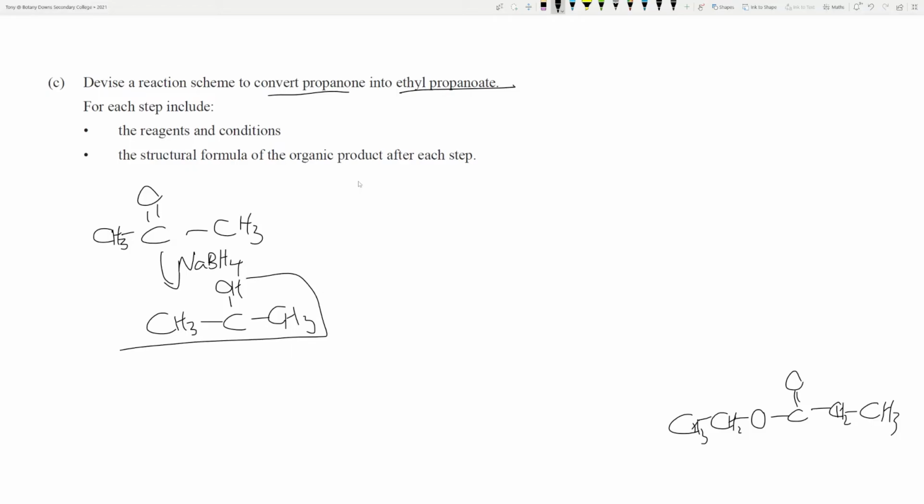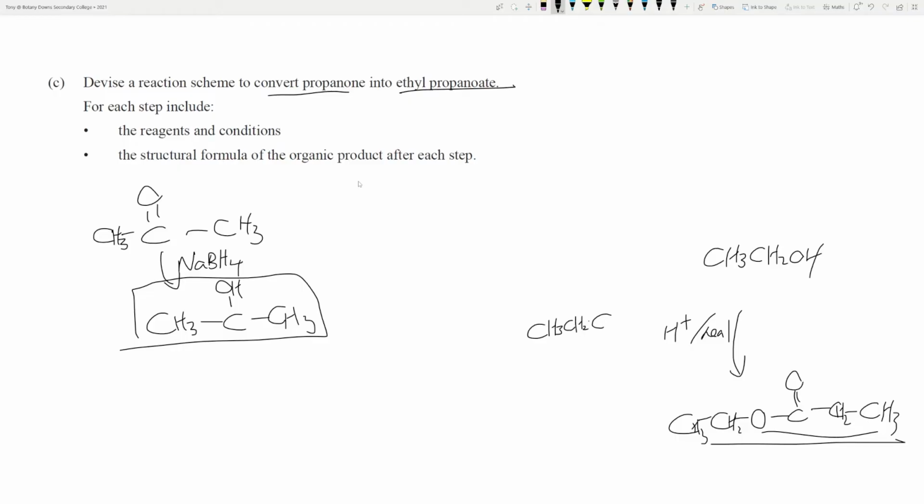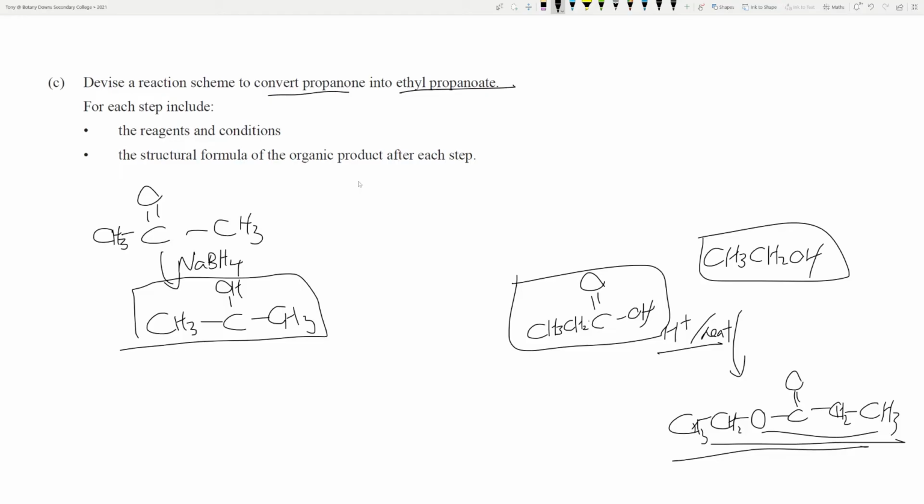And once you get to the secondary alcohol, if you get stuck, it can work from both ways. Like, how do I make ethyl propanoate? I need to use CH3CH2OH with acid and heat. I need to combine this with, how do I make the propanoate? You need to use CH3CH2COOH. So these are the two ingredients you need, and the acid and the heat, reflux, to make ethyl propanoate.